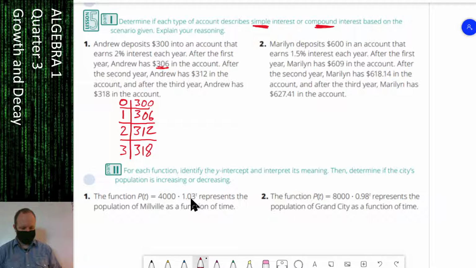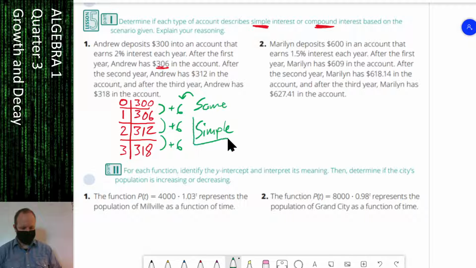So this is a really basic account, right? Can you guys tell how much he's earning each year? So all of those are the same. And so we're going to say that this is simple interest.